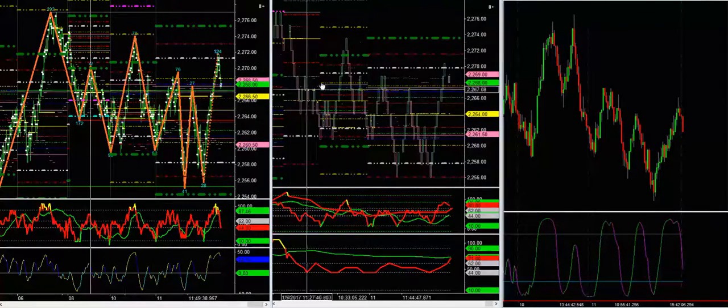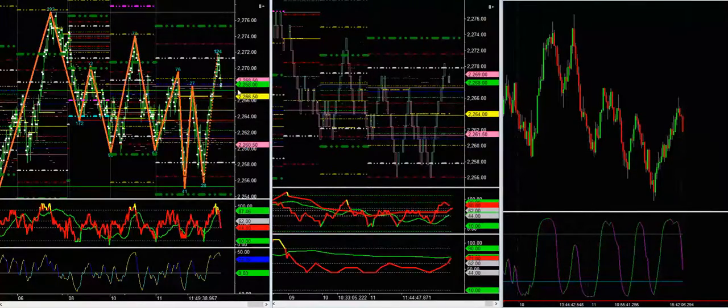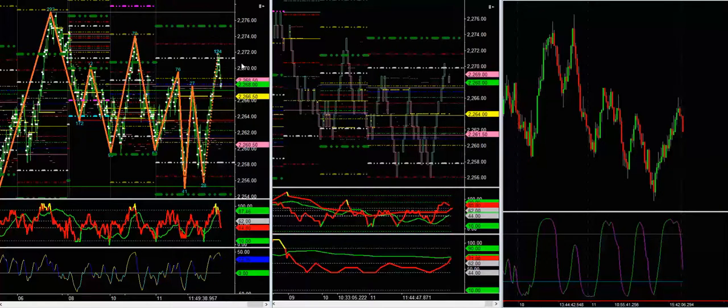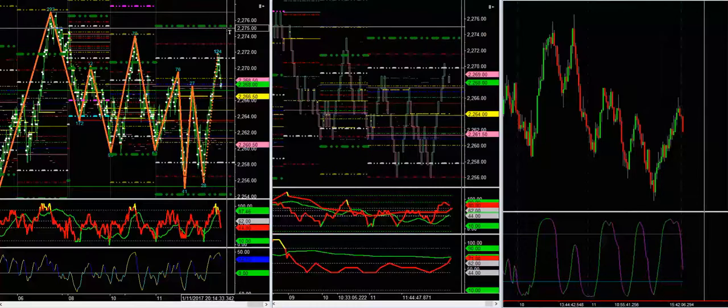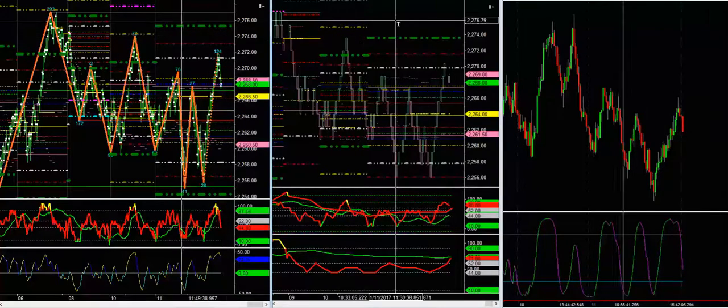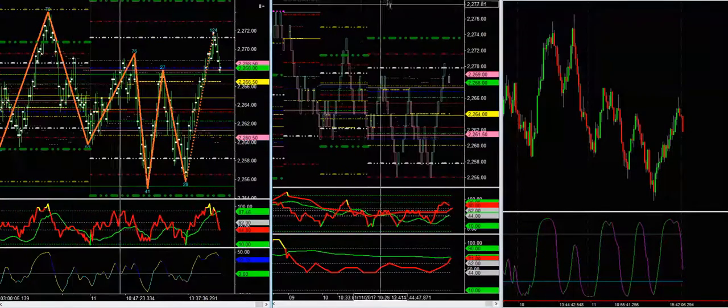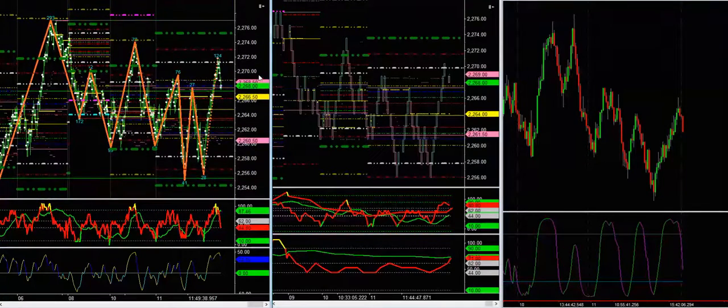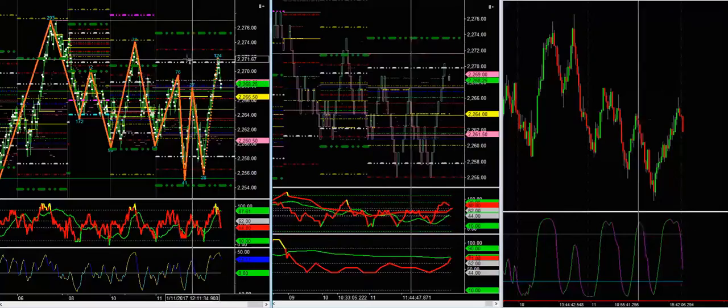Hello, traders. Just wanted to keep you on the right track with market profile and the power it holds over anything else out there. And the reason is it is based on real-time supply demand situation.